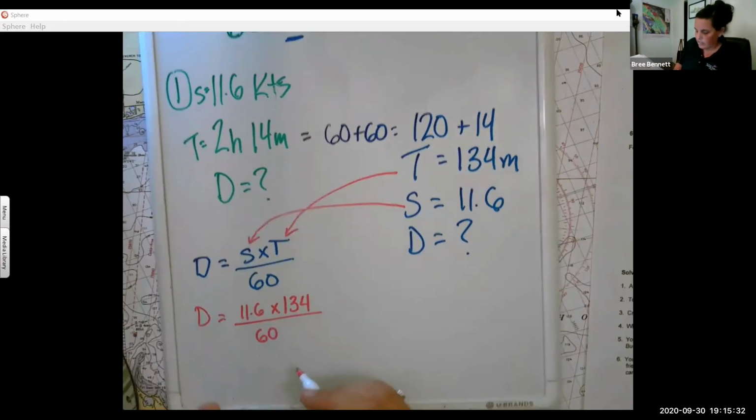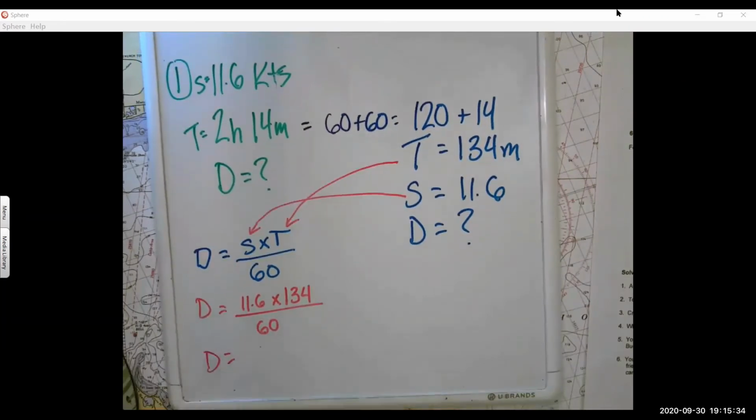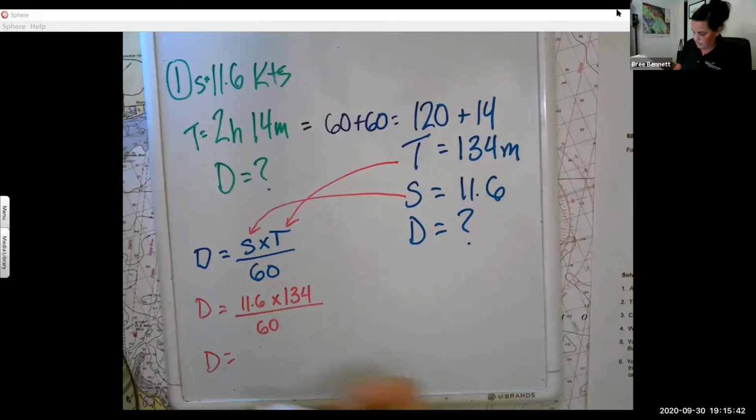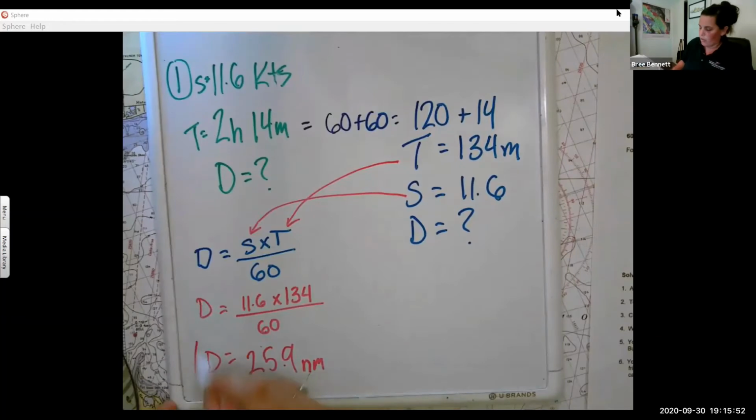Does anyone have a calculator? 25.91. 25.9. Yeah. And that's nautical miles. We always want to put our units. My sloppy handwriting. Nautical miles. So that's our answer the formula way.